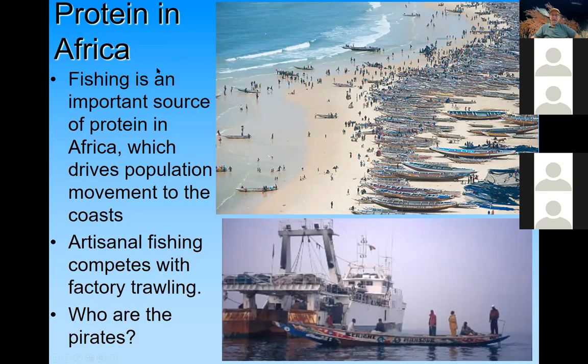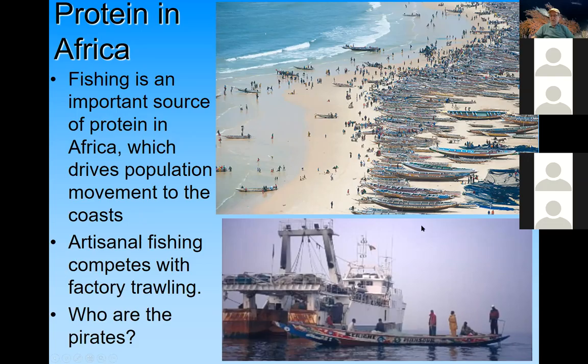And there are a number of consequences for that. One thing that happens a lot in Africa is people eat so-called bush meat. And this is wild-caught antelope and monkeys and other things that are eaten. Fishing is an important source of protein in Africa. A lot of the population centers in Africa tend to be on the West Coast, and one factor driving this population growth is the availability of fishing. So fishing is an important component of supplying protein. And most of the fishing in Africa, conducted by Africans, is what's called artisanal fishing.